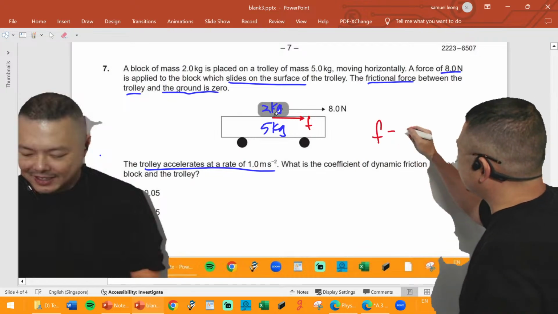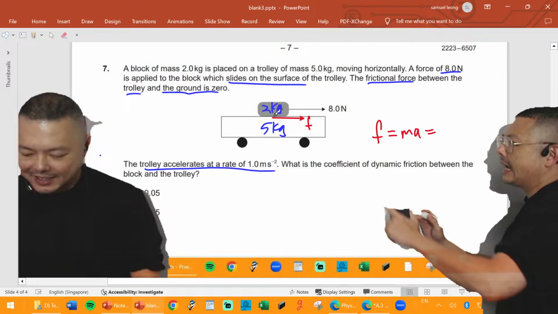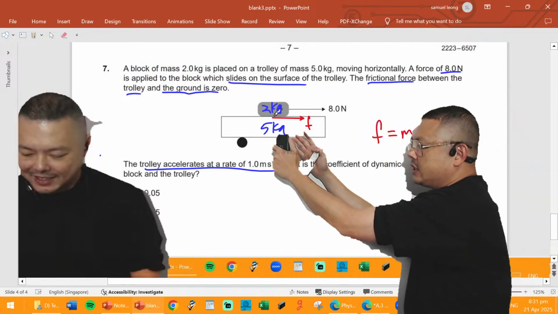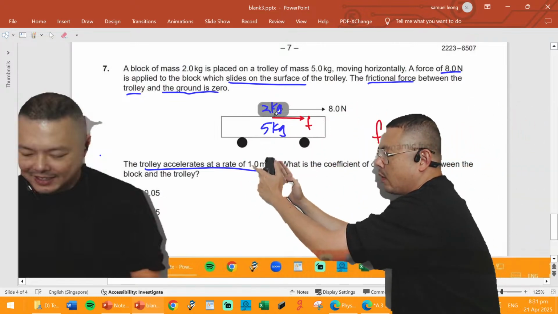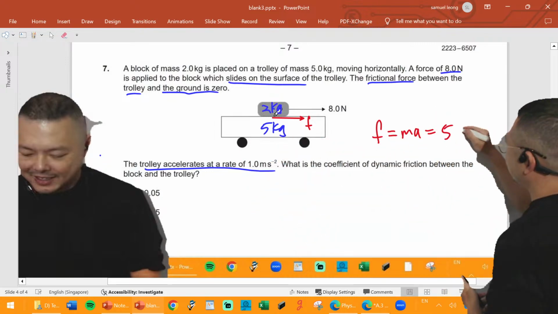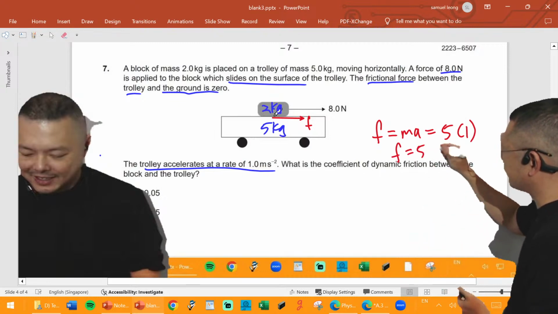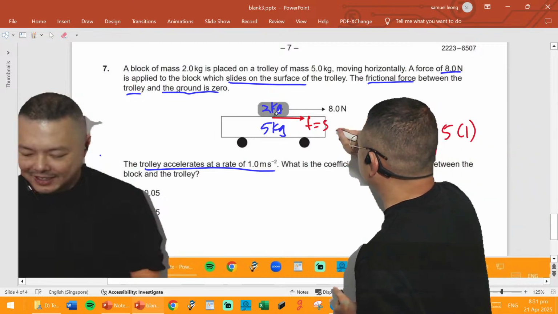So friction equals ma, for the 5 kg mass. The friction acts on the 5 kg mass, and the 5 kg mass accelerates at 1 meter per second squared, so F equals ma is 5 times 1, which tells us that the frictional force is 5 newtons. Frictional force is 5 newtons.